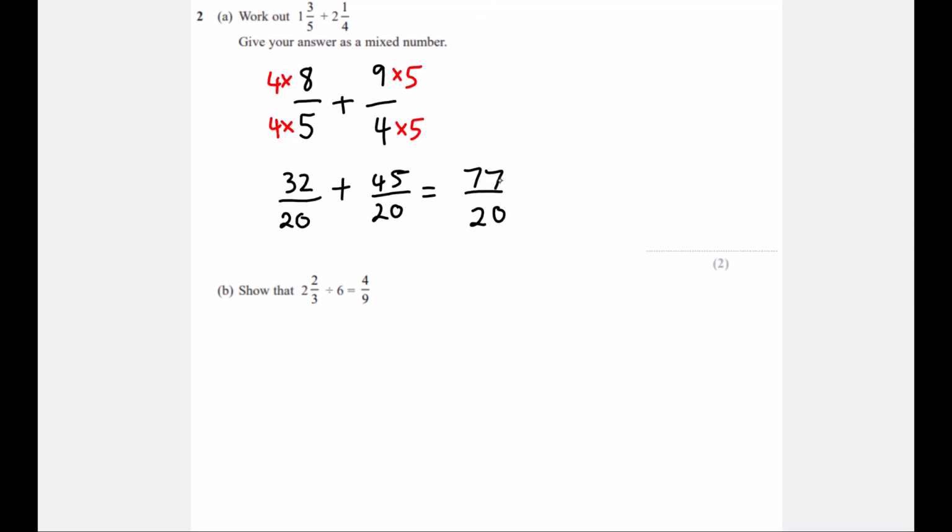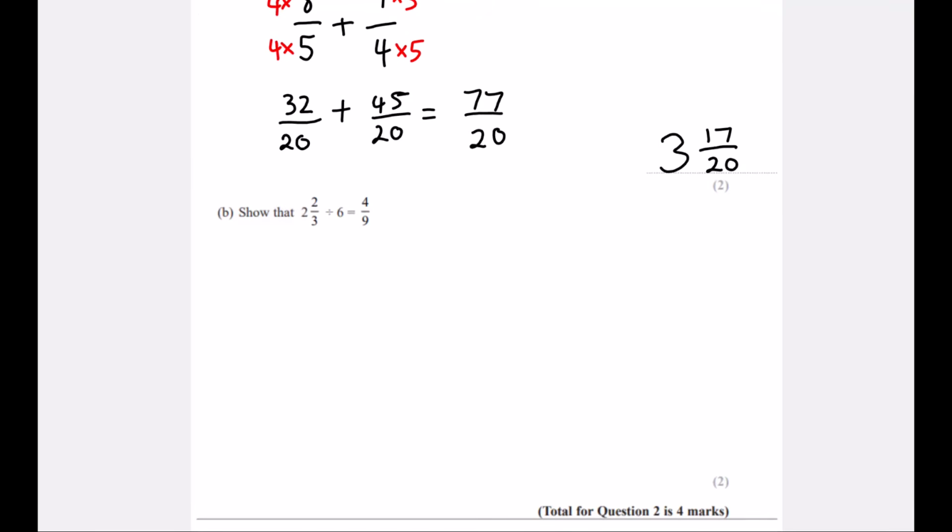So that's the answer, but it's not written as a mixed number. So how many 20s go into 77? That will be 3 to make 60. I've got 3 whole ones, and then I've got 17 more. So 3 whole ones and 17 20ths.